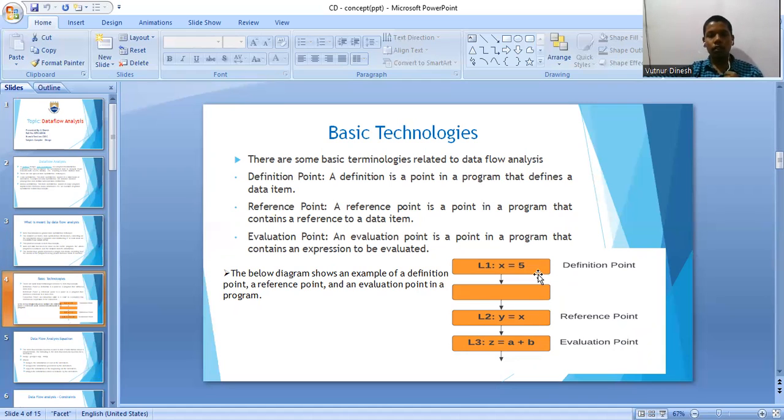In this figure, we can see that expression L1 stores the value x equal to 5, meaning it is a definition point. In expression L2, y is equal to x, meaning y is a reference to x. And in expression L3, z is equal to a plus b, meaning the values a and b are evaluated.